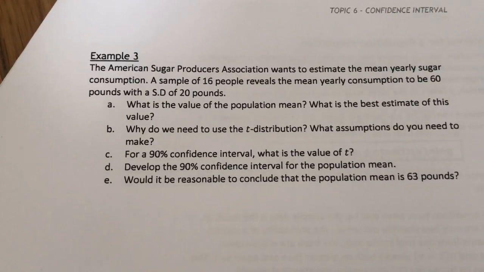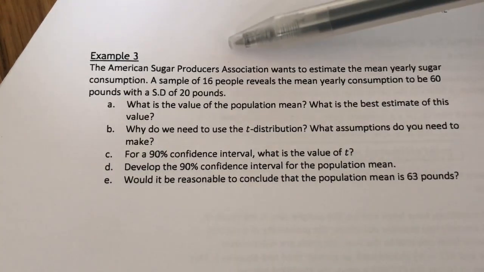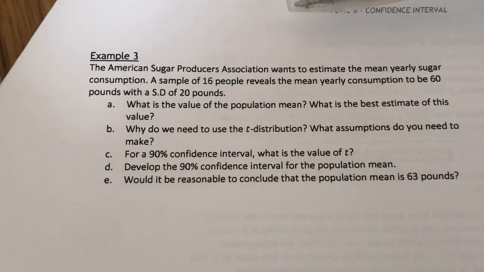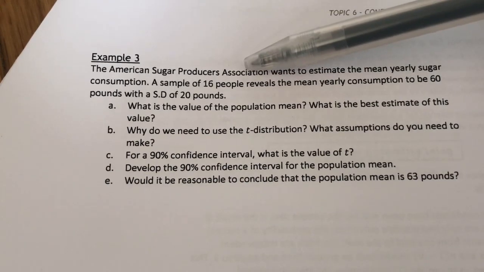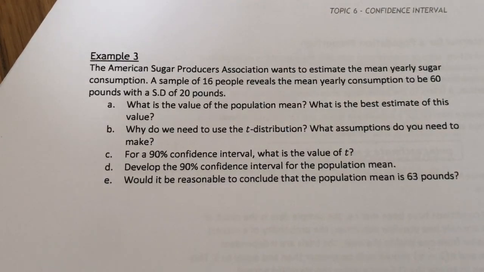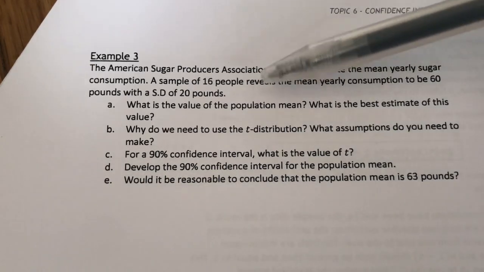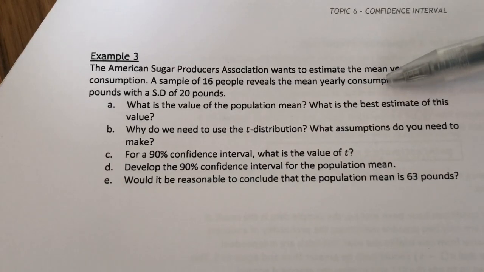Let's take a look at example 3. The American Sugar Producers Association wants to estimate the mean yearly sugar consumption. A sample of 16 people reveals the mean yearly consumption to be 60 pounds with a standard deviation of 20 pounds. A. What is the value of the population mean? What is the best estimate of this value?